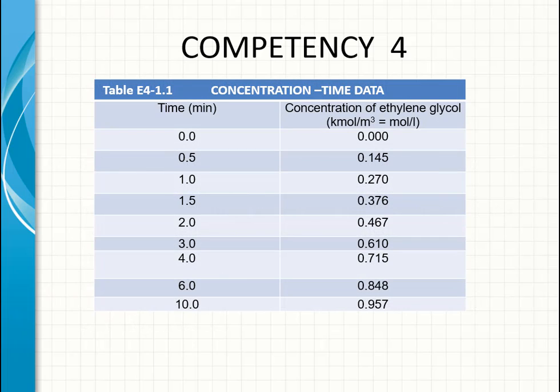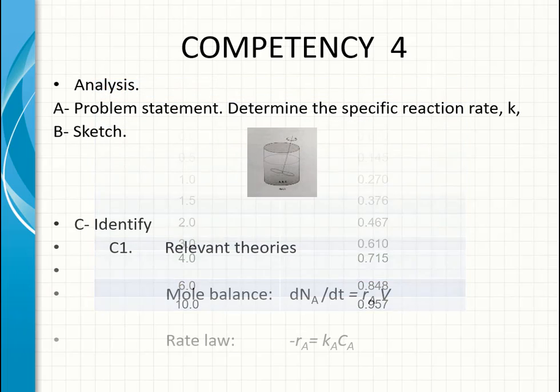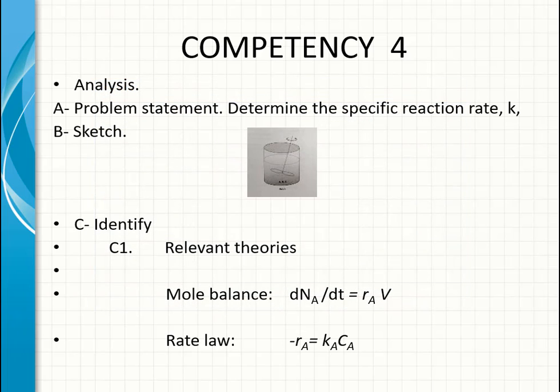So here we have the lab data of time against concentration of ethylene glycol, which is the product. We are going to use this data later on. So, analysis. Problem statement: determine the specific reaction rate K. The sketch is a batch reactor. Identify relevant theories.